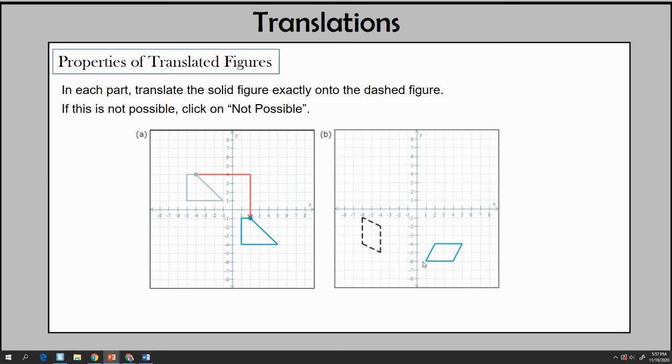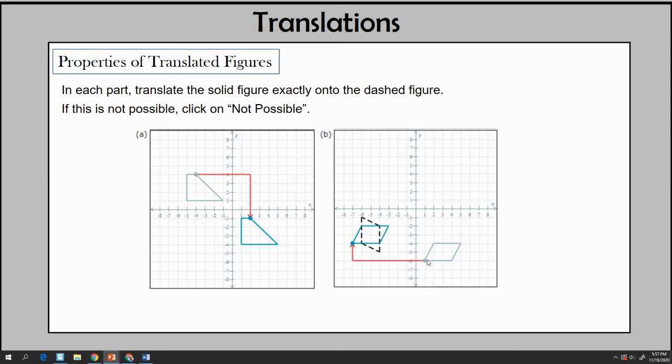How about this one? If you look at it, if I take this corner point and go left and up, it should be located right here, and that's not anywhere near the dash, right? So this shape is not going to be able to be translated using slide, or translations, or excuse me, translate. So we would say this one is not possible.